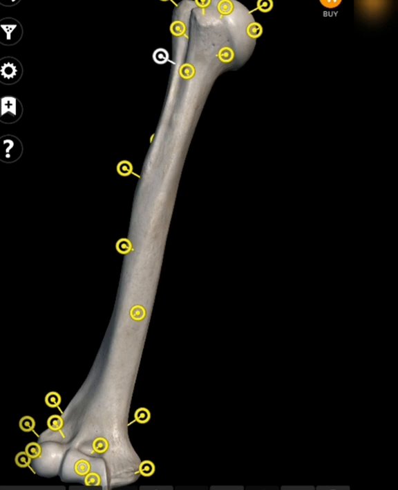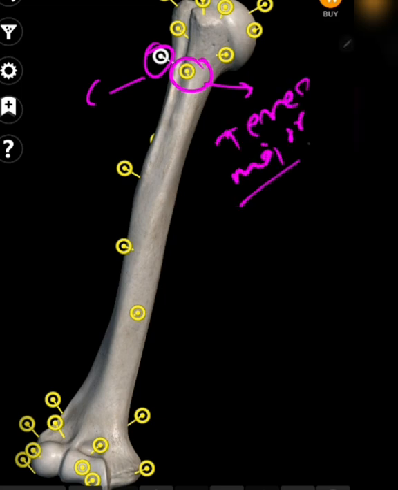Now we have to remember the muscle insertions over here. This is the medial lip and this is the lateral lip, which means there will be muscle insertion. Which muscle is inserted here? Pectoralis major will be inserted over here, on the lateral lip.